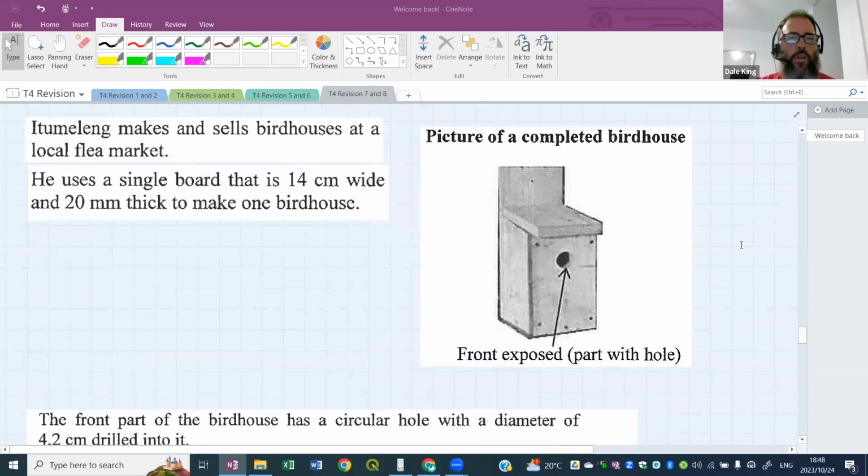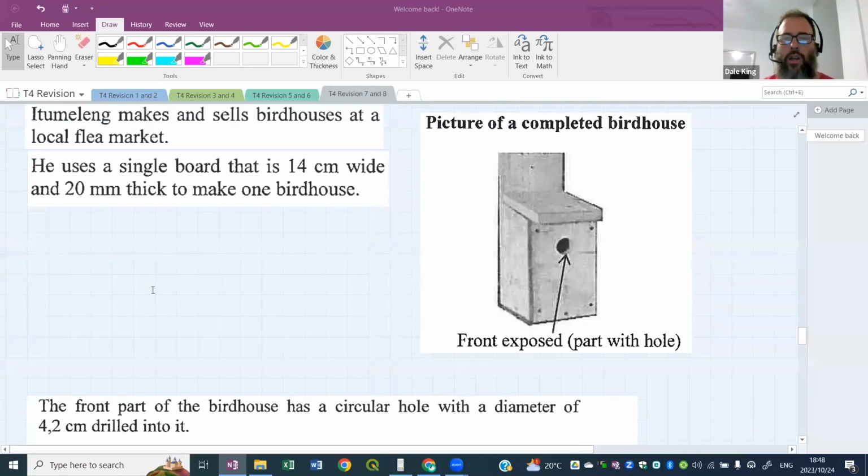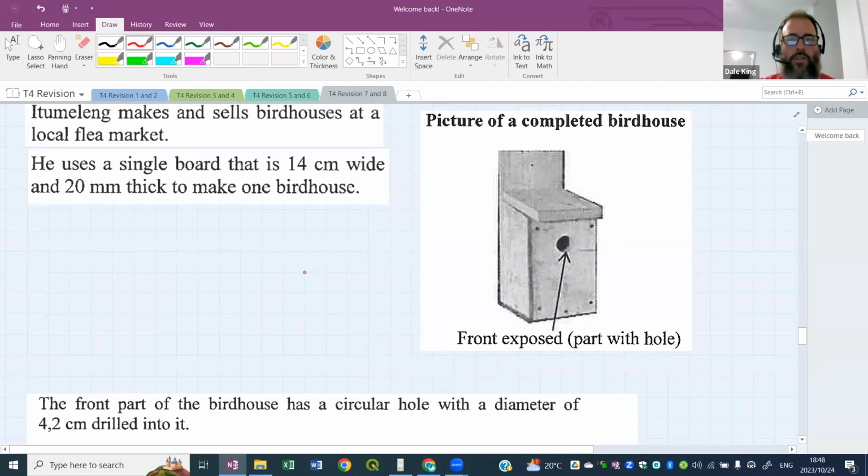Itumeleng makes and sells bird houses at a local flea market. He uses a single board that is 14 centimeters wide and 20 millimeters thick to make one birdhouse. So there is a birdhouse, and it's a wooden box. And obviously there is a hole in the front that you can see, and that's where the bird goes into that wooden box. Let's see what else they say.